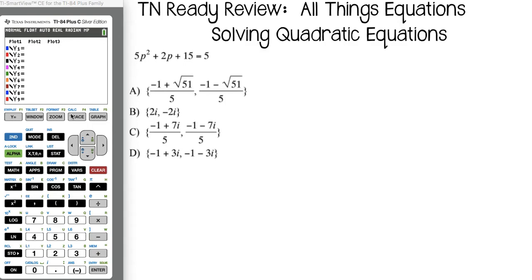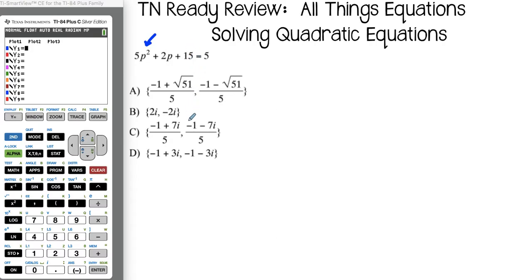Alright guys, we're going to take a look at how to solve a quadratic equation. So I know that this is a quadratic equation because right here I see that it is raised to the second power. So I know when solving quadratic equations that I can solve them two different ways really that we've learned in class. One way is by factoring and the other way is by using the quadratic formula.